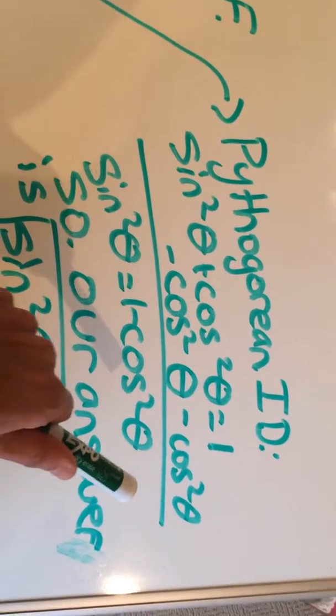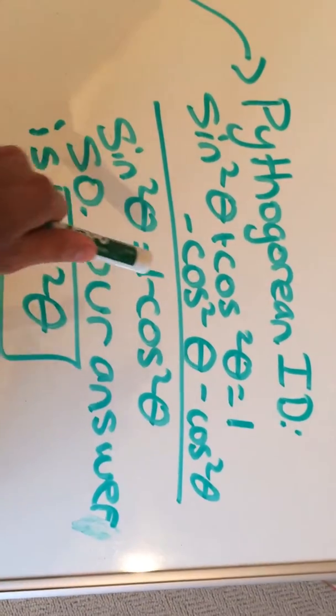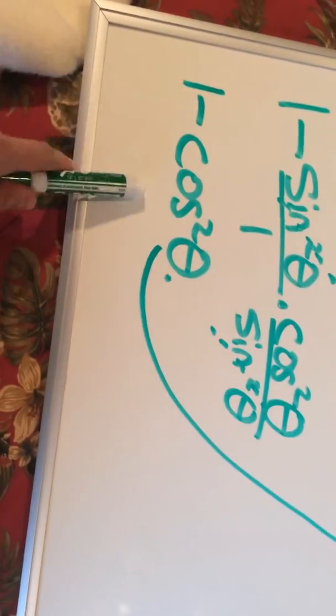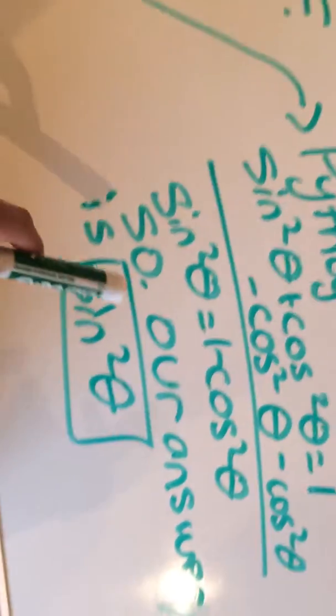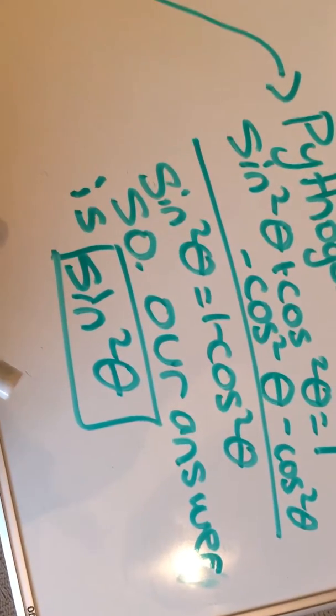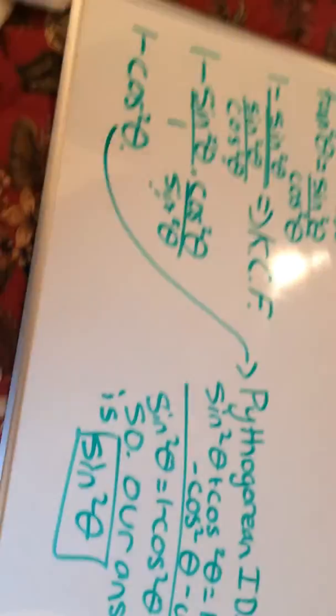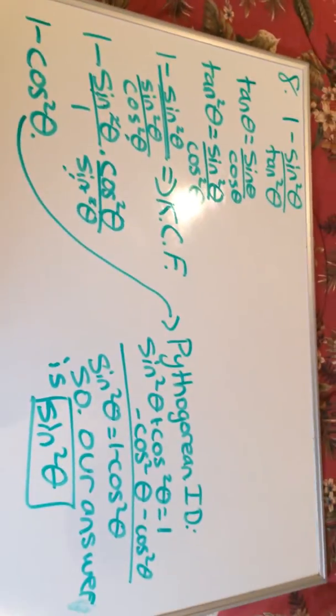So now I'm in good shape because I see 1 minus cosine squared theta, which if you remember is what we had before, is equal to sine squared theta. So our answer therefore is just sine squared theta. Let me zoom out so you can get a whole panoramic view of what happened.